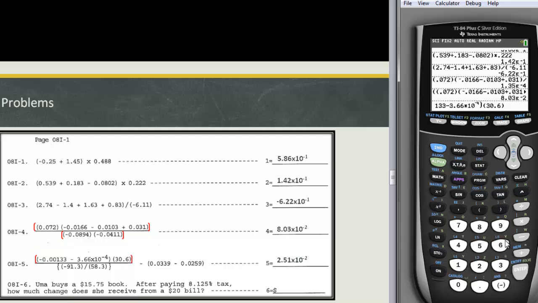Negative 91.3, close, divide by open 58.3, close, close, because there's a parenthesis and then the bracket. Then I need to continue on this side, minus open 0.0339 minus 0.0259, close, and when I hit enter I should get 2.51 E, times 10, and my exponent here is negative 2. Okay?